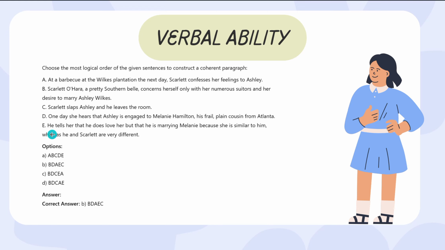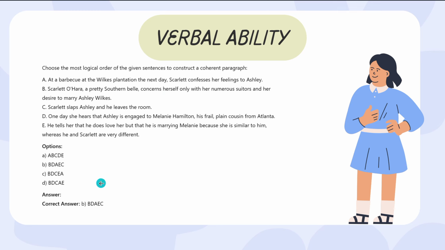See, he tells her that he does love her, but that he is marrying Melanie because she is similar to him, whereas he and Scarlett are very different. In this way, you have to see the continuity between the sentences. Have a correct idea about these paragraph questions. I hope you got it.